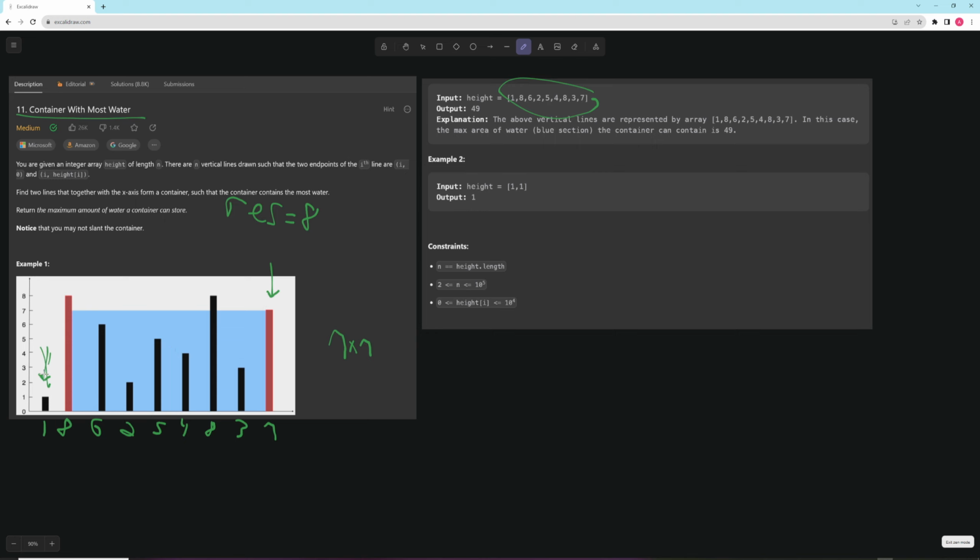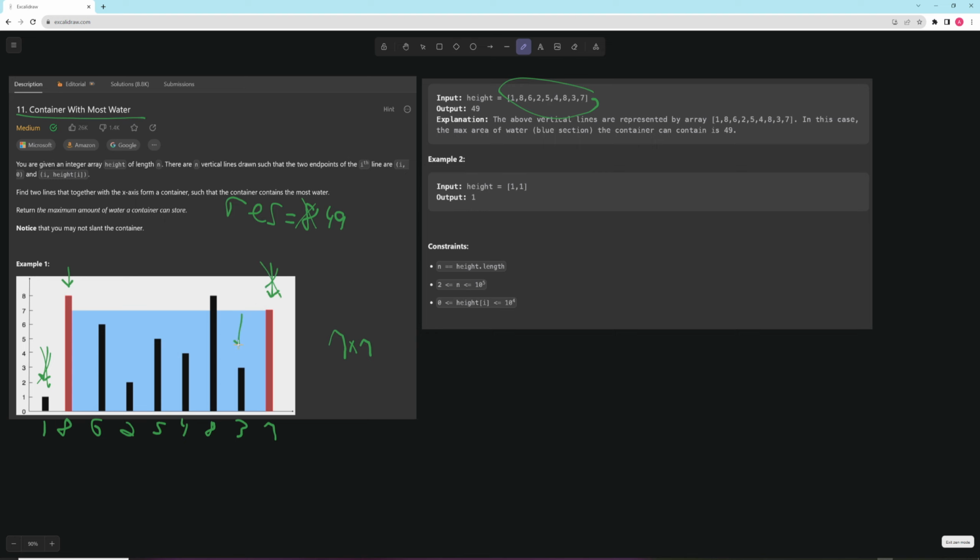Obviously, we're going to want to move this one forward because we want to keep the bigger side, right? Because our answer is going to have to do with the smaller side. So here we have 7 times 7, which is 49. So we're going to replace this value. Now, which one do we want to move forward? We want to move this one forward because this one's bigger.